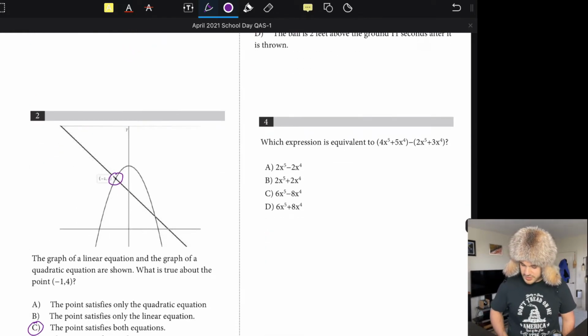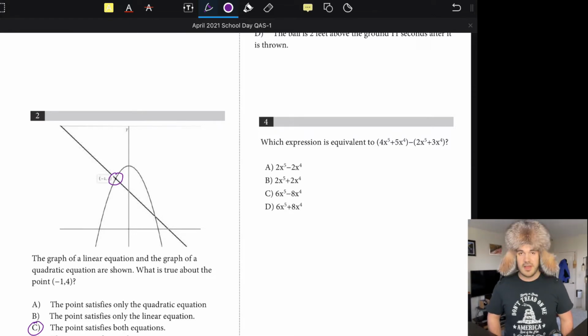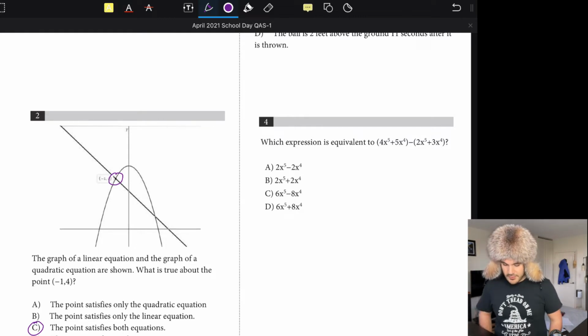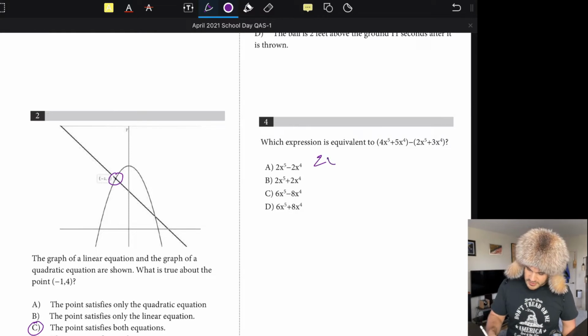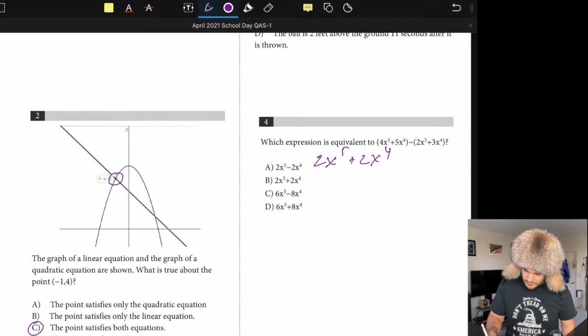Number four, which expression is equivalent to 4x squared, 4x to the fifth plus 5x to the fourth minus 2x to the fifth plus 3x to the fourth? Just combine like terms, baby. So 4x to the fifth minus 2x to the fifth is going to be 2x to the fifth. And then 5x to the fourth minus 3x to the fourth is going to be 2x to the fourth. So plus 2x to the fourth. So that looks like it should just be answer choice B. Cool.